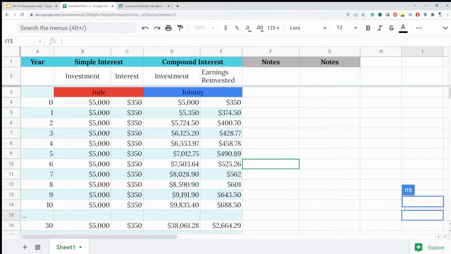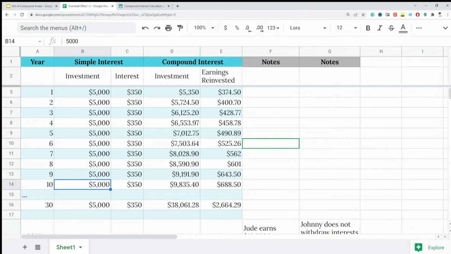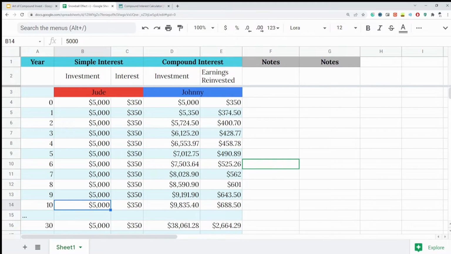So if you follow the numbers and look at year 10, they both start at an initial $5,000, and how we got 350 is 5,000 times 0.07. And how I got 0.07 is the 7% returns. So if we follow down, Jude's principal does not increase, but Johnny reinvests the interest earned continuously into the principal, making it larger and larger and larger. And the interest also grows because our principal and interest are combined. I hope that makes sense.